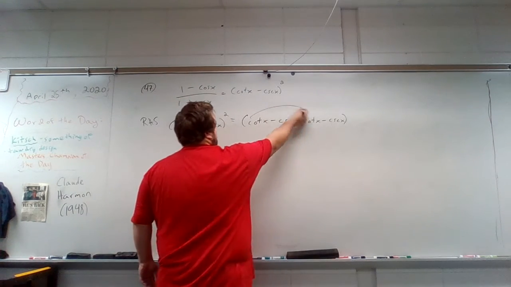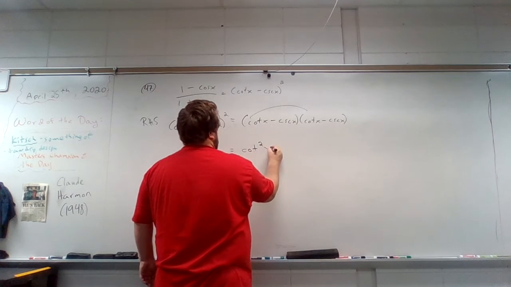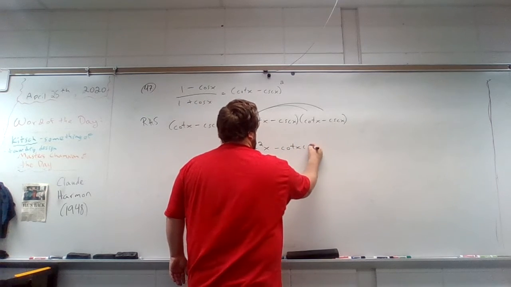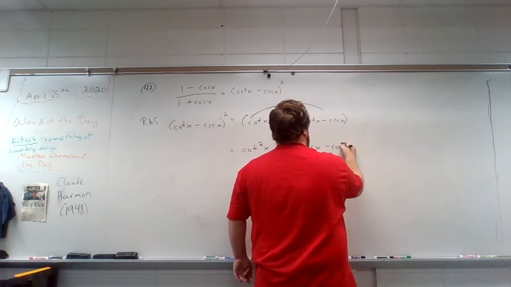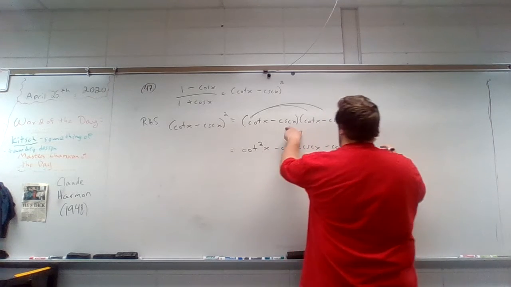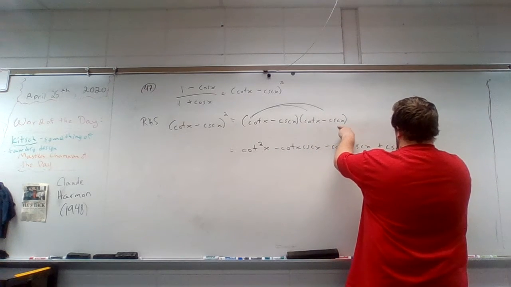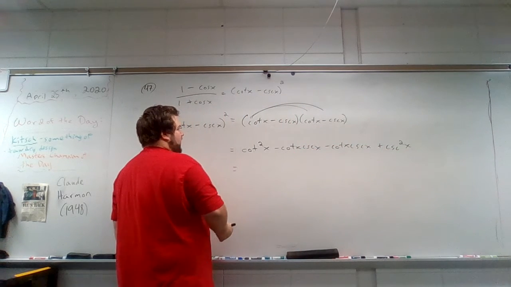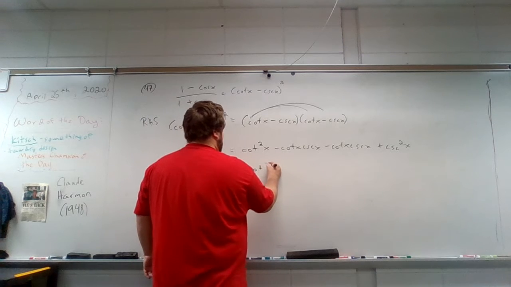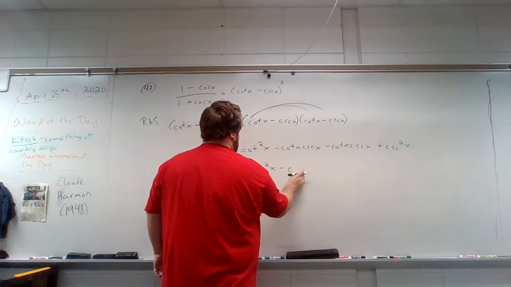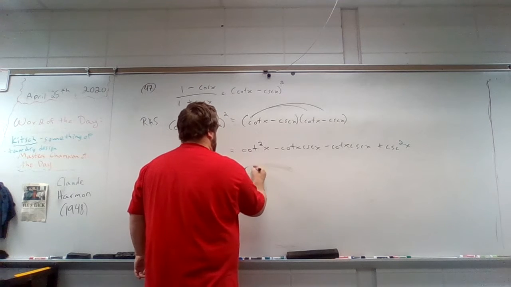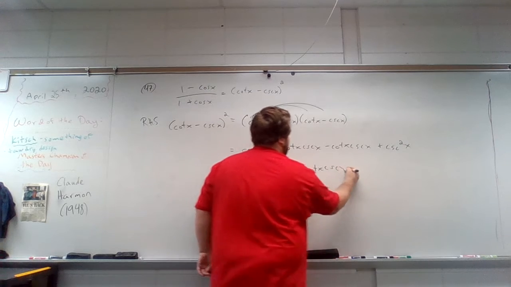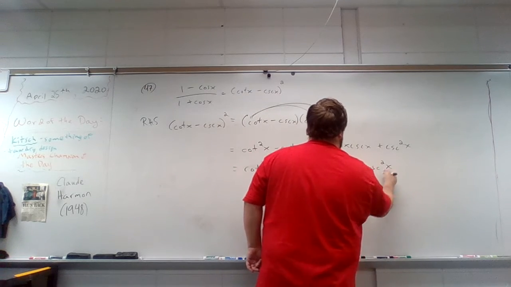So this is cotangent squared minus cotangent cosecant minus cotangent cosecant, and then minus cosecant times minus cosecant is positive cosecant squared. So this is going to give cotangent squared minus 2 cotangent cosecant, collecting those like terms, plus cosecant squared.